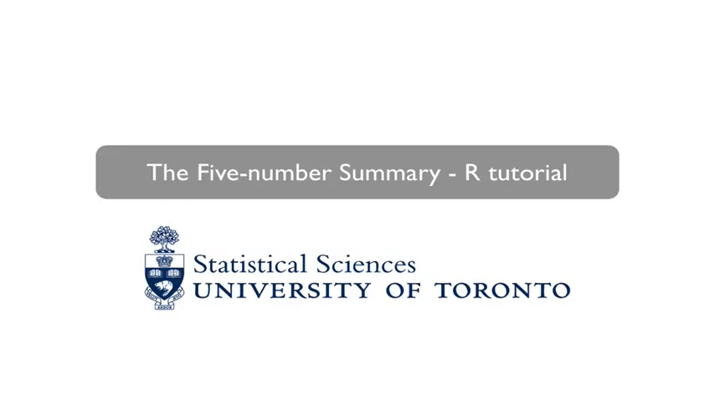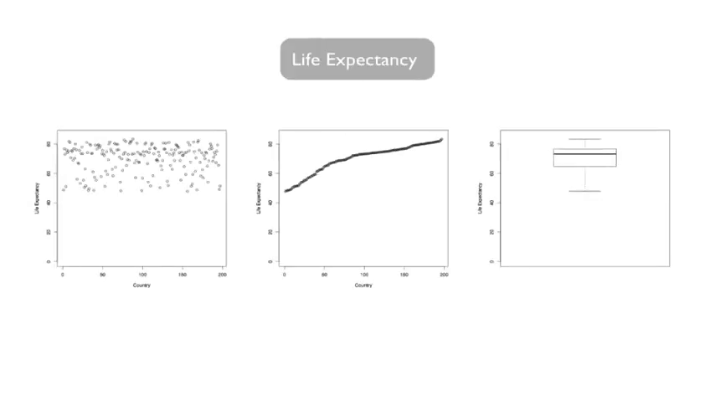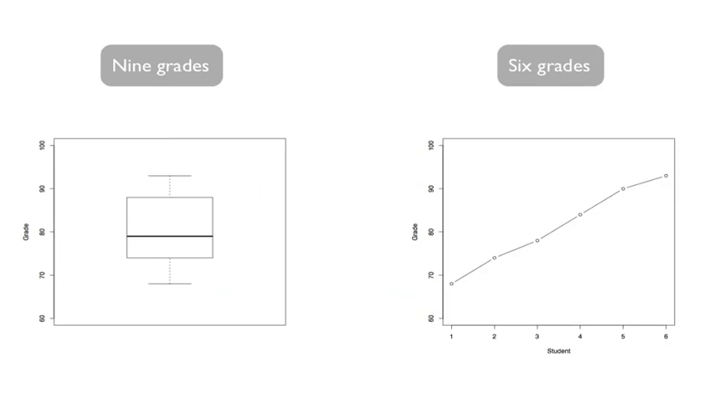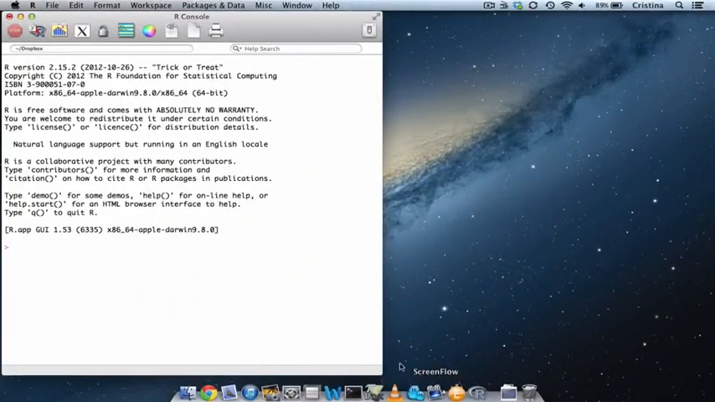The 5-number summary R tutorial. In the 5-number summary lecture, we saw Jeff create many graphs to try and visualize different data sets. In this tutorial, we will learn how to create these same graphs using the R statistical software.